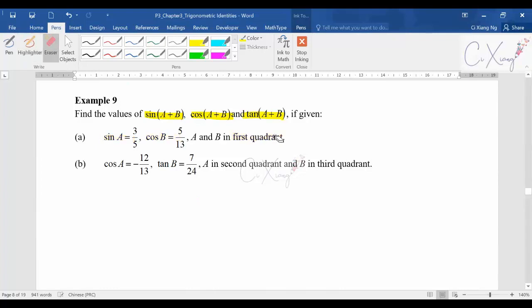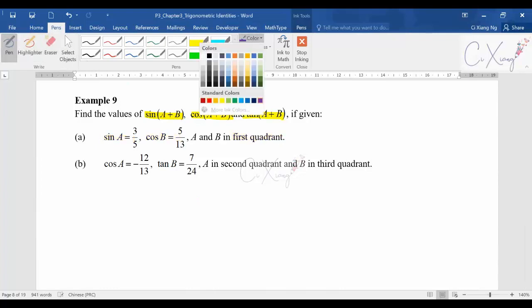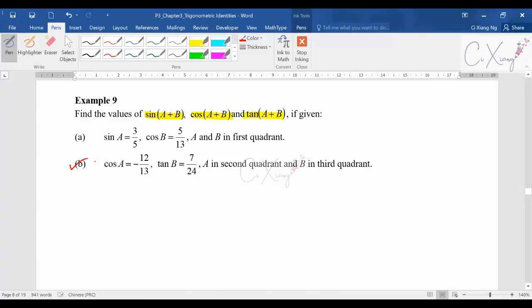Alright, so now, I will discuss part B with you because it is harder. Part A, which is the easier one, you can try on your own. They tell you that cos A is negative 12 over 13, tangent B is 7 over 24. And here, A is in the second quadrant and B is in the third quadrant. So how can you solve this kind of question?